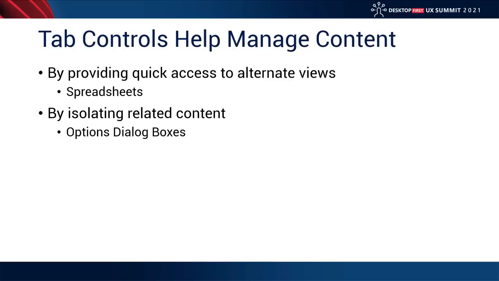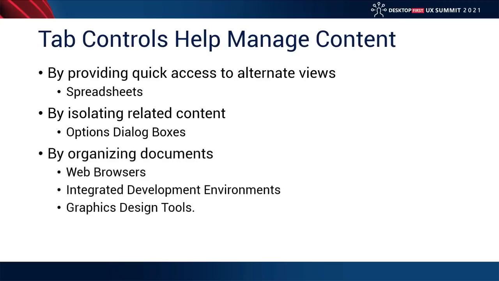We'll have a lot to talk about options dialogues in a bit, but the fundamental purpose of a tab control in that context is to isolate related content so our users don't have to look at everything at one time. We can manage them into digestible pieces so that what we're presenting makes sense to them.